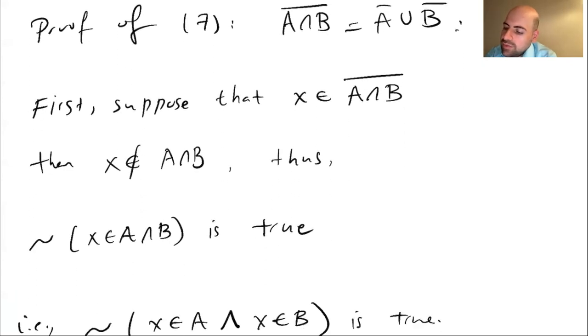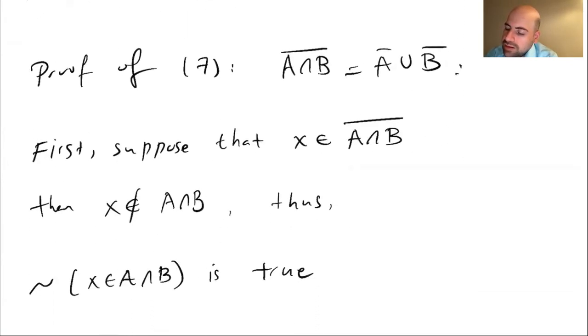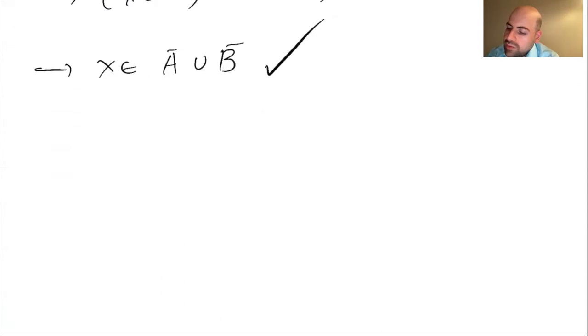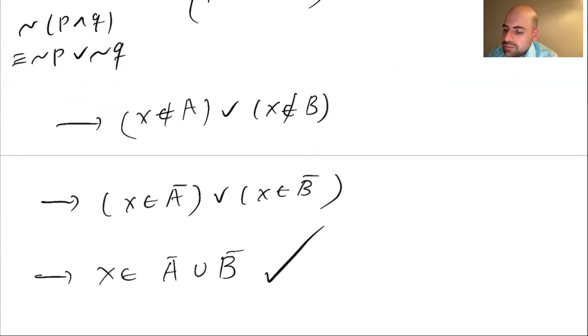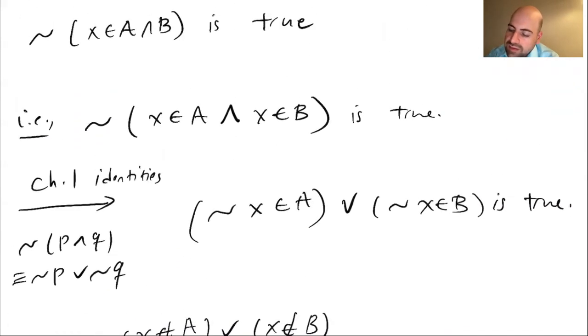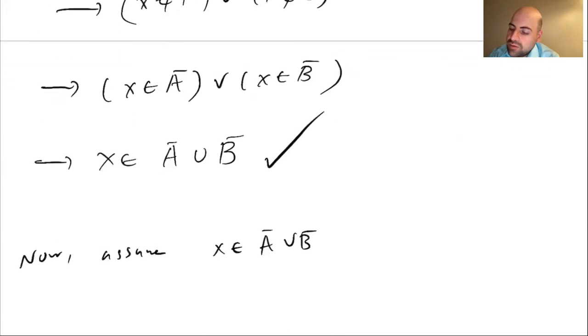So I started with X belonging to the left-hand side and showed that X belongs to the right-hand side. Now let's do the opposite. Now assume X belongs to A complement union B complement. I can basically reverse these statements, right? Just go from bottom to above, the steps are reversible.